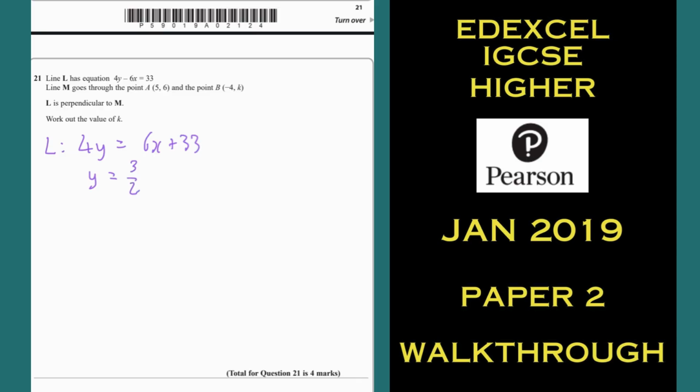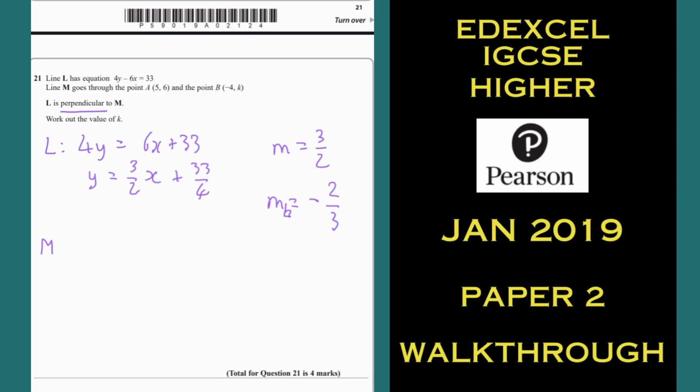I'll use fractions now because I know what's coming. We're going to need to flip it and change the sign. But there you go, you've got the gradient. You've bagged at least a mark, maybe 2, depends on the mark scheme. But when you're told it's perpendicular, the gradient of the perpendicular is the negative reciprocal. Now, let's look at line M.